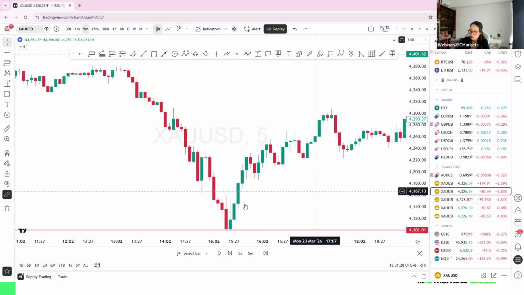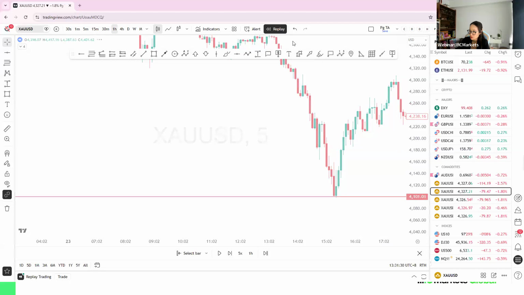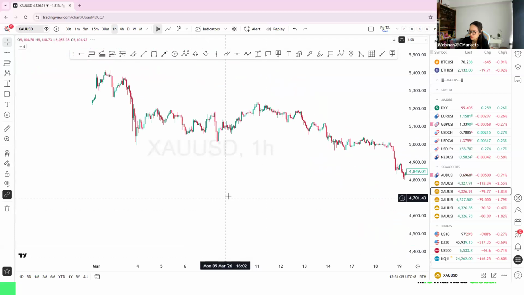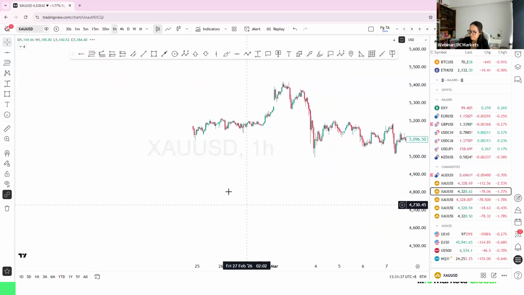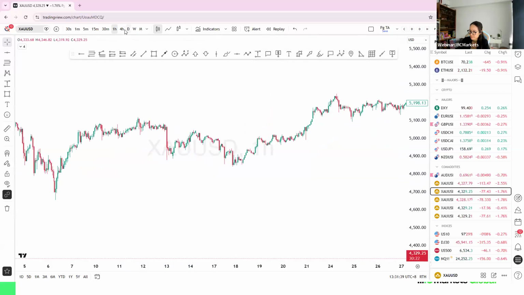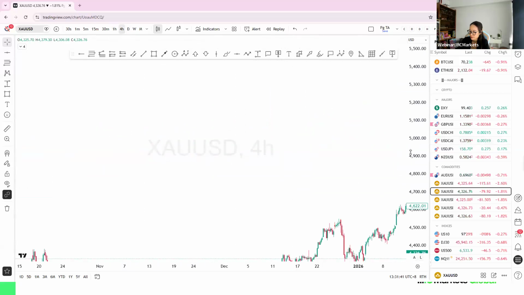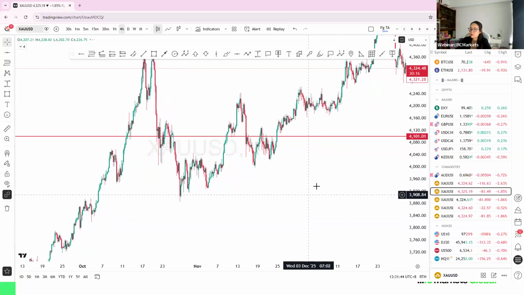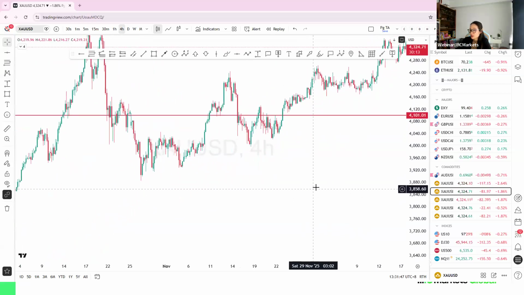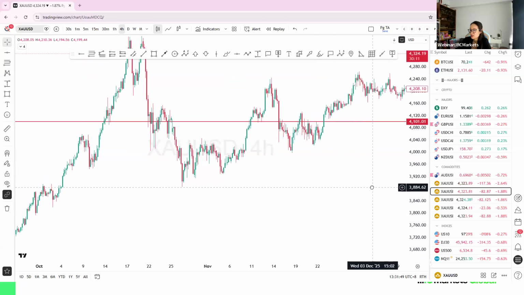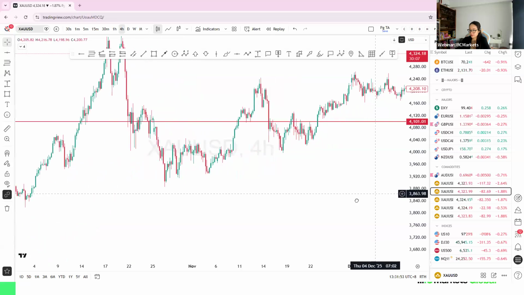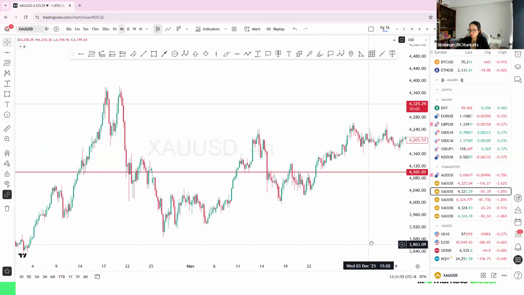But I'm trying to find head and shoulder. This is not a good example. Let me try to find head and shoulder. Okay, here, right? We may consider this head and shoulder, the reversal. Okay, we're talking about this.